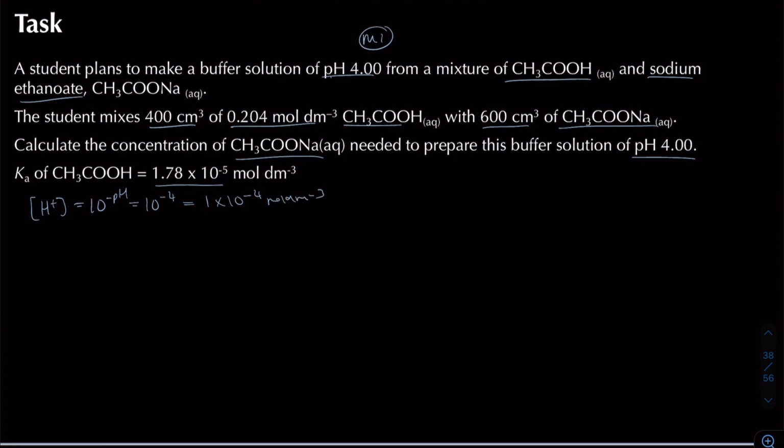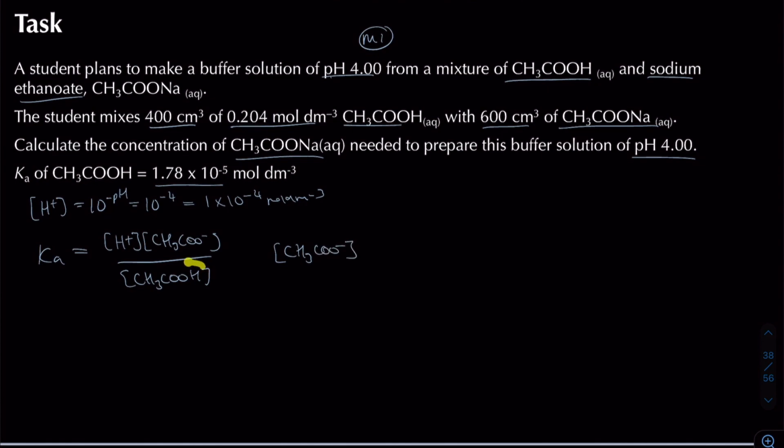To start off, I'm going to write an expression for the acid dissociation constant, which is equal to the concentration of H plus times the concentration of our ethanoate ions, which is the same as the concentration of our sodium ethanoate, divided by the concentration of our acid, CH3COOH. Then I need to rearrange this to make the concentration of my conjugate base the subject, which is CH3COO minus.